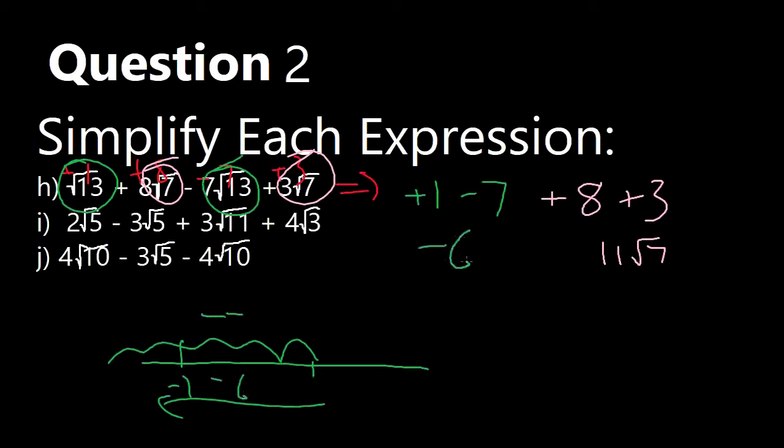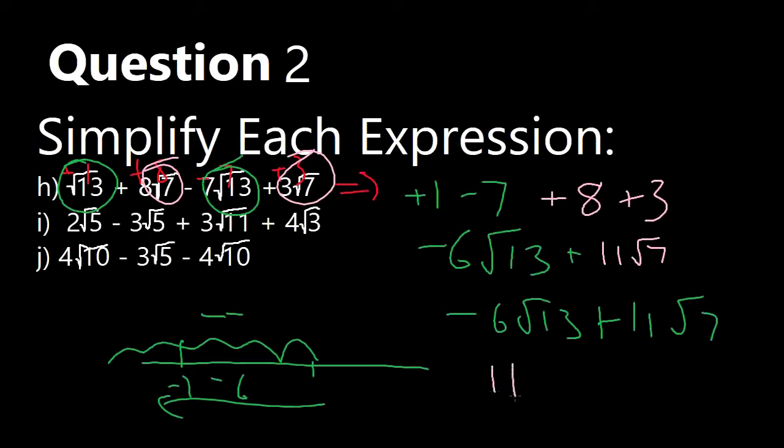So we have minus 6 lots of root 13. So you can write this either way. So just remember we have a plus 11 and a minus 6. So we can either write this as 6 root 13 plus 11 root 7, or you could even write it, if you really wanted to, as 11 root 7 minus 6 root 13. So they're both correct.